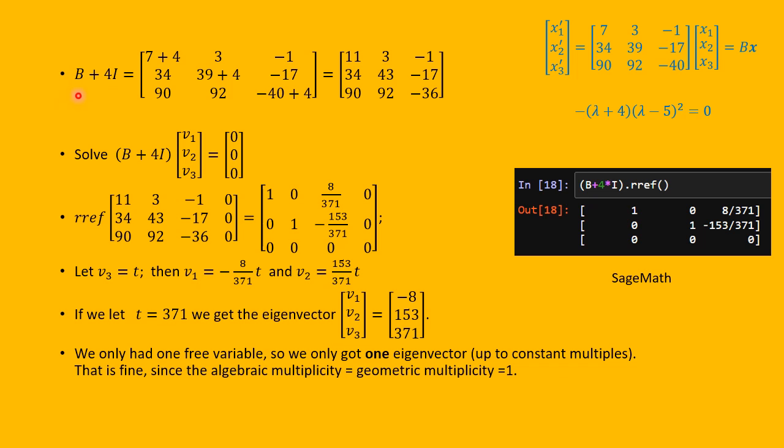So B minus (-4)I, which is equal to B plus 4I, is this matrix, just adding 4 to each of the principal diagonal terms. When we do this simple calculation, B plus 4I is this matrix. So we want to solve B plus 4I times an eigenvector equals the 0 vector. And so we take the reduced row echelon form of this augmented matrix. This part is B plus 4I, and we have zeros for this last column in the augmented form. When we look at the reduced row echelon form of this augmented matrix, we get this.